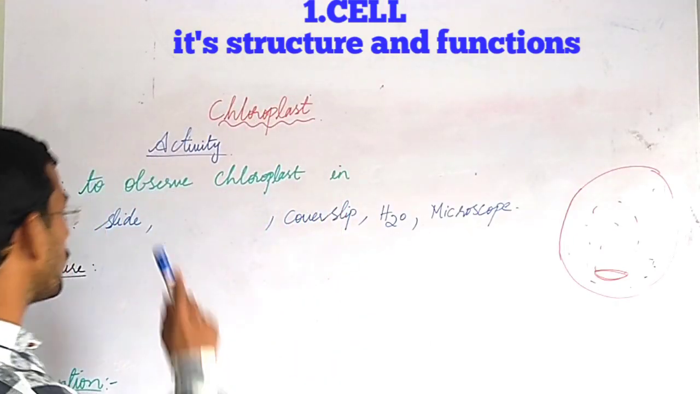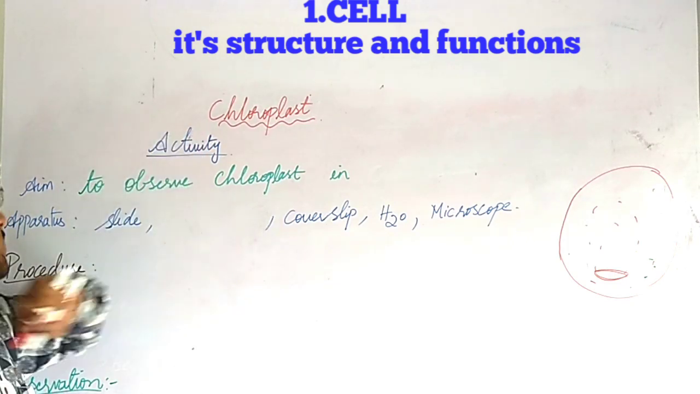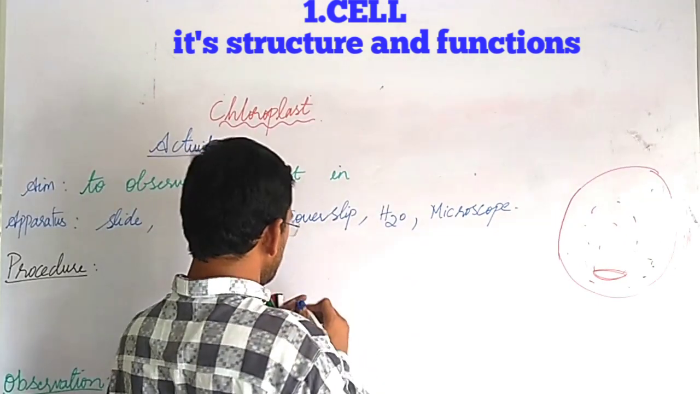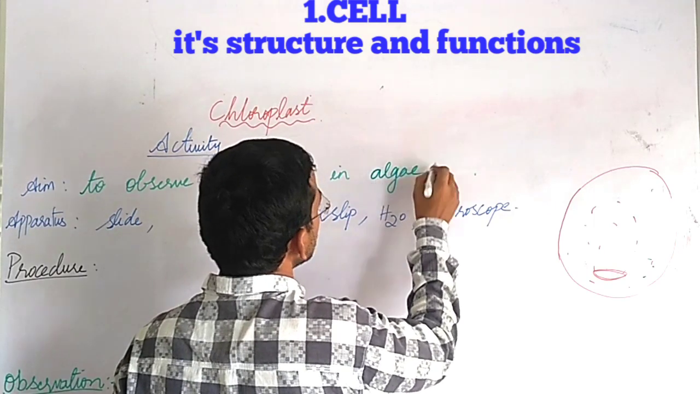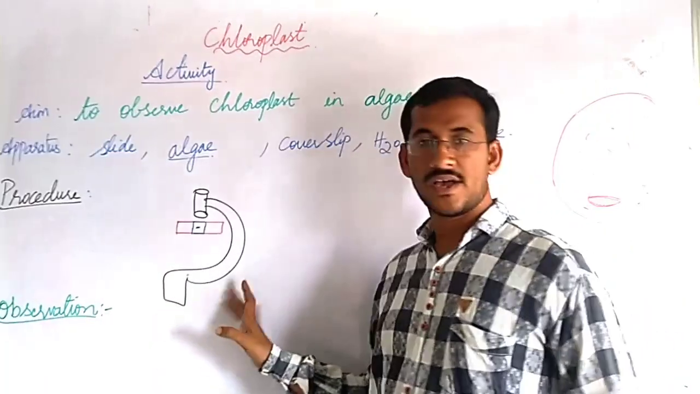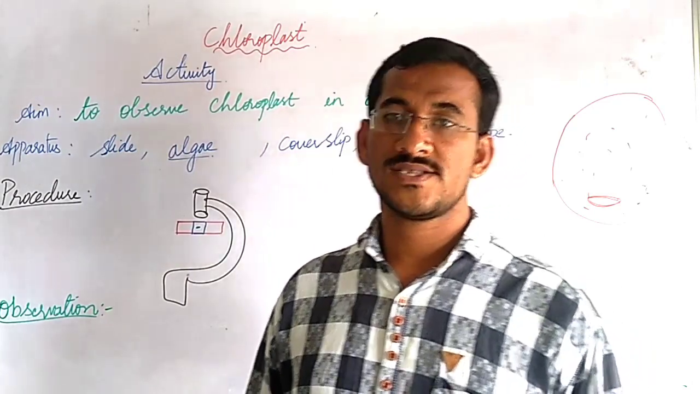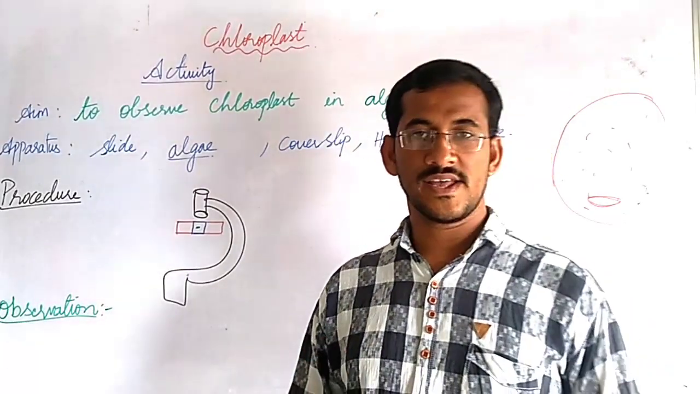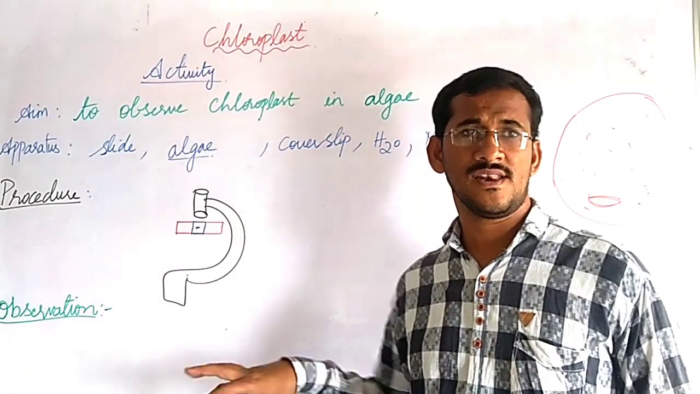Now let us see one more activity on chloroplast. In this activity, we have to observe chloroplast in algae. Generally, in algae, chloroplasts are arranged in a ladder, star, spiral or reticulate shape. So they are arranged in different shapes in algae.